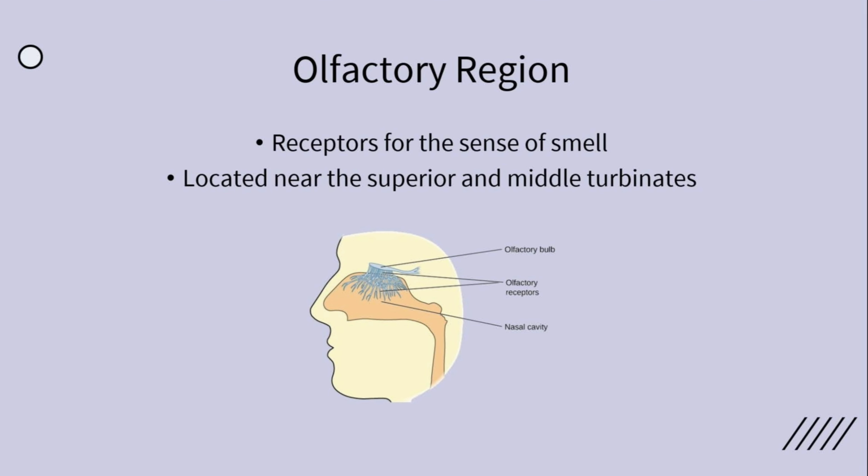While it travels through the nasal turbinates, it also has the olfactory region, which is the receptors for the sense of smell, and it's located near the superior and middle turbinates. As you can see in the picture, you see the olfactory bulb with the receptors hanging down in the nasal cavity.